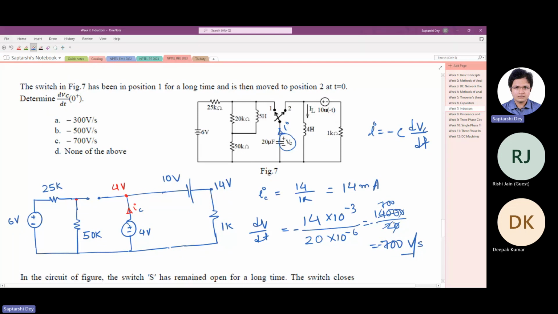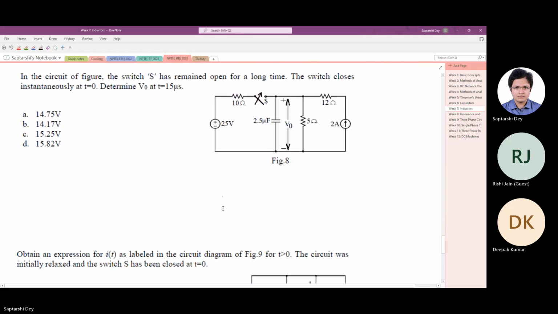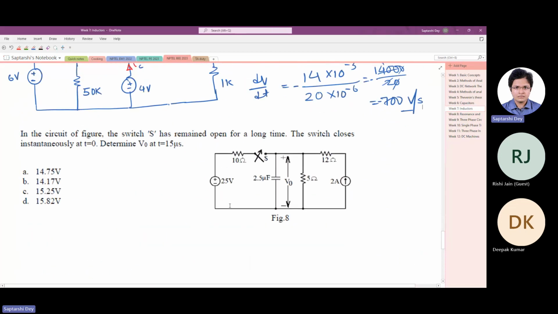And that is understandable. Should that be the case? Yes, that should be the case because the circuit is going towards steady state, so the capacitor voltage should drop here. And finally, there will be no voltage in the capacitor at all. We'll look into this question. We have 3 more.